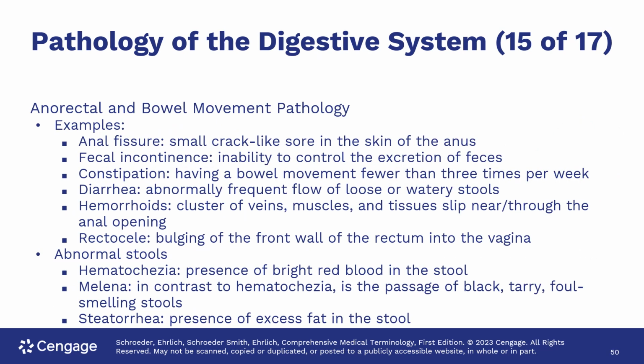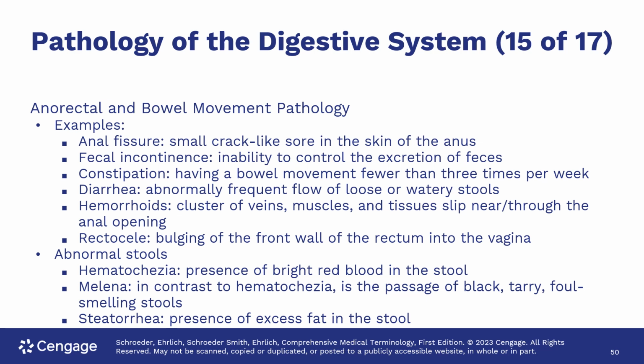Problems with flow out can be diarrhea, remember rhea means flow, incontinence, poop your pants in other words, or constipation. Anal fissures are cracks in the skin that lead to sores. Hemorrhoids are clusters of circulatory vessels with the tissue that slips out of the anus. Rectocele is a bulging of the front wall of the rectum into the vagina.